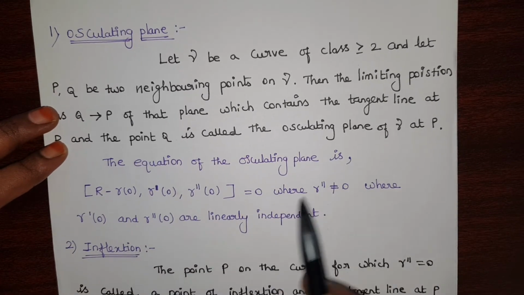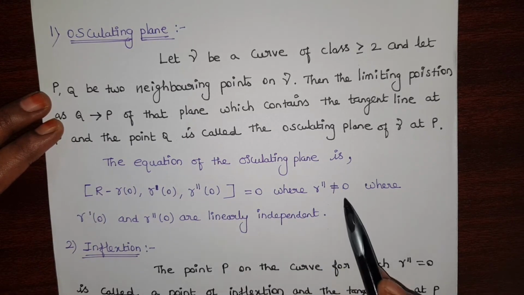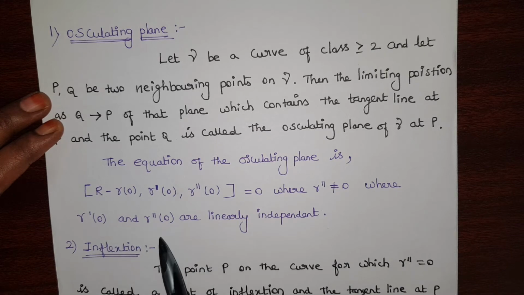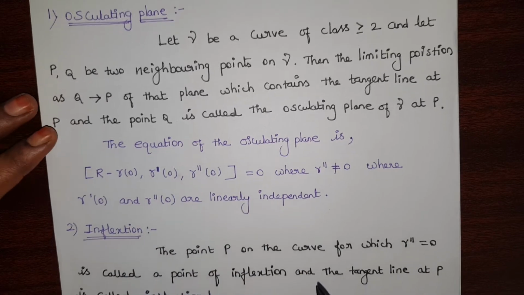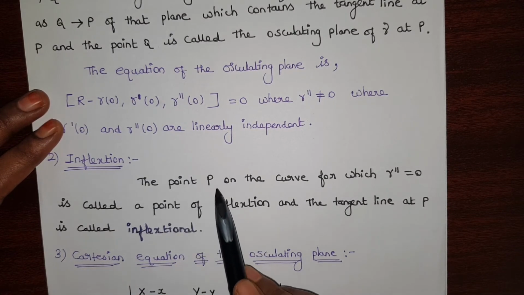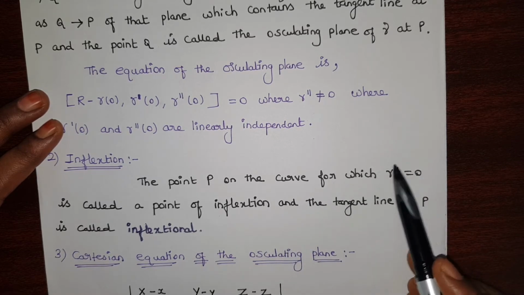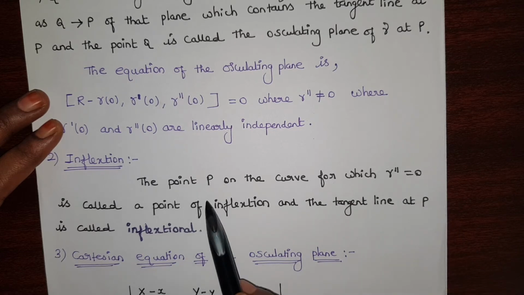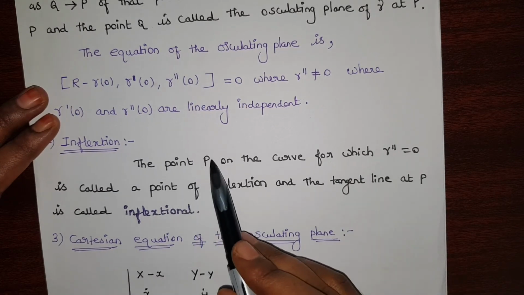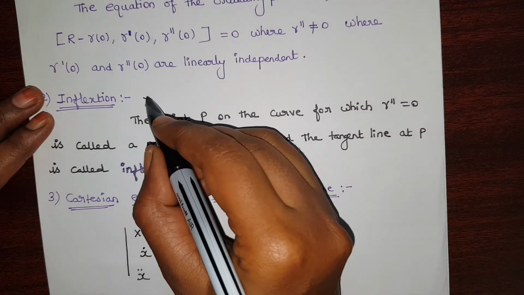The equation of the oscillating plane is the determinant of [r minus r of 0, r dash of 0, r double dash of 0] equal to 0. Here r double dash is not equal to 0, where r dash of 0 and r double dash of 0 are linearly independent. Then we see inflection. Inflection is the point P on the curve for which r double dash equal to 0. The point where r double dash is equal to 0, we call the point of inflection, and the tangent line at the point P is called inflectional. This is an important thing.